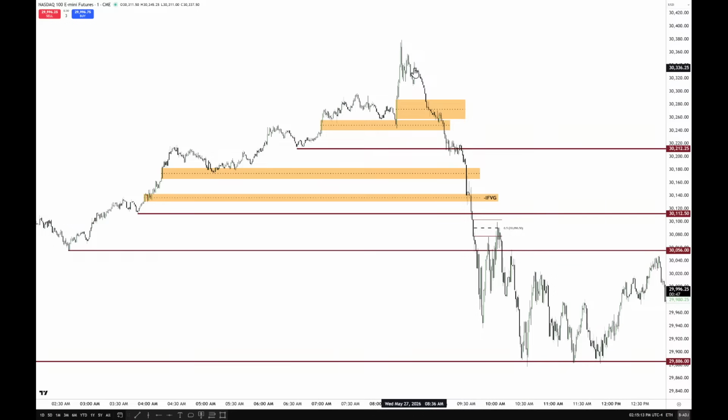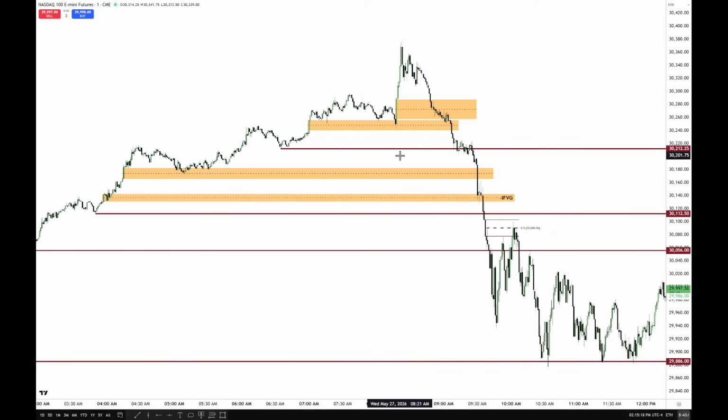The market's trading up into it. Look at the body staying in there, respecting both. Let me zoom in a little bit. I'm afraid I'm going to mess this up.